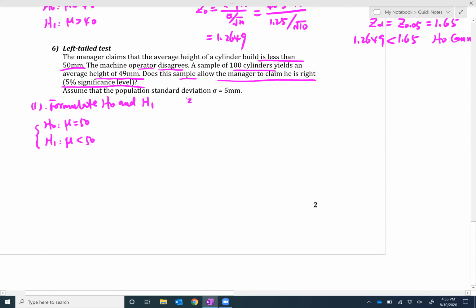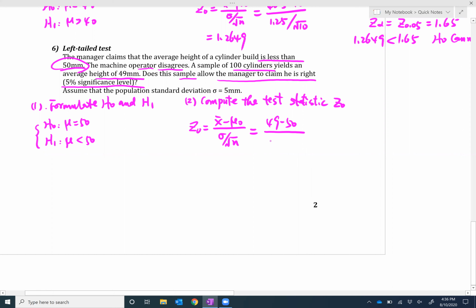Now, second step, we're going to compute the test statistic. You may have noticed so far, no matter whether it's the p-value or classical approach, in the second step you always need to calculate the test statistic. Z0 equals x bar minus mu 0 divided by sigma over square root of n. So this will be 49 minus 50, because you test against the 50 millimeter, and then this is 5 over square root of 100. So Z0 equals minus 2.